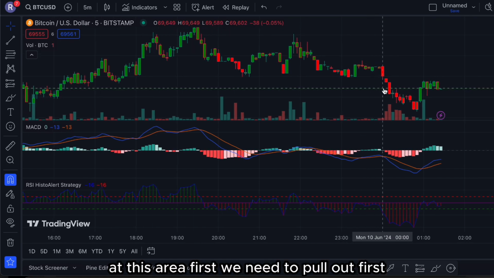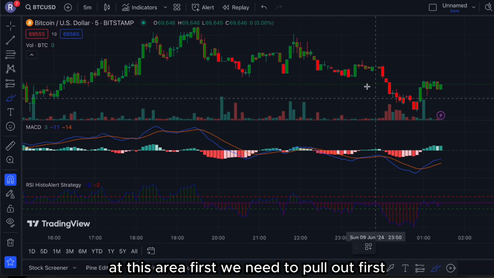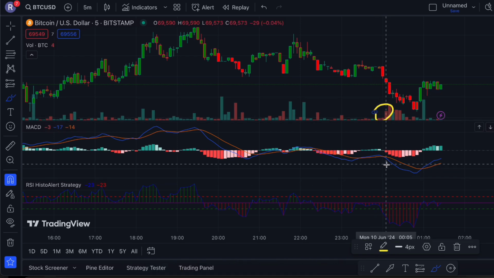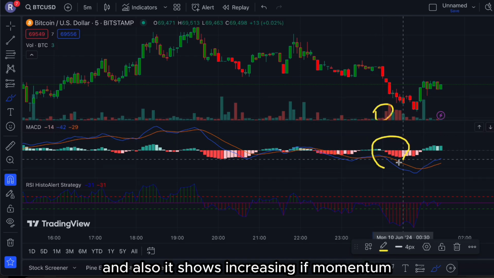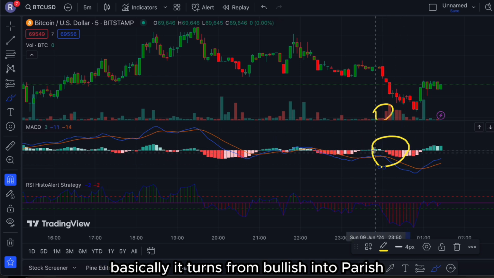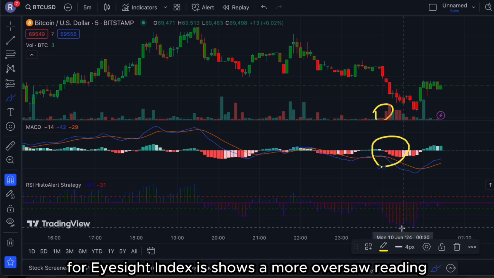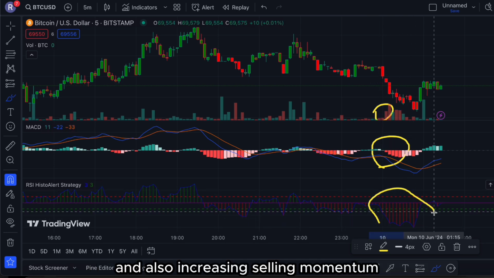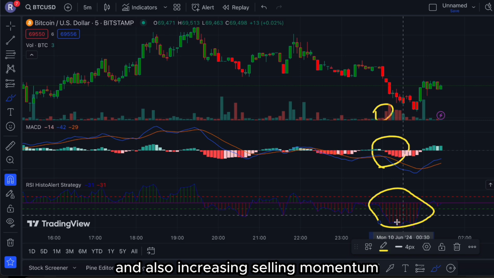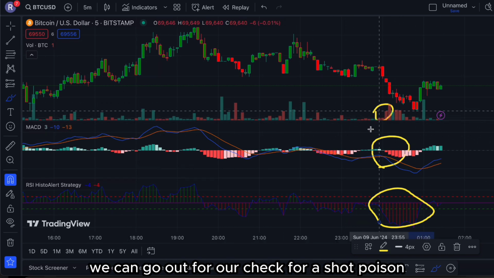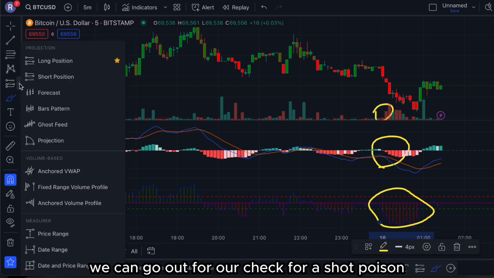For example, at this area, first we need to plot it out. This area shows increasing volume and increasing momentum. Basically it turns from bullish into bearish. And lastly, the RSI index shows a more oversold reading and increasing selling momentum. So based on these three, we can plot our chart for a short position.